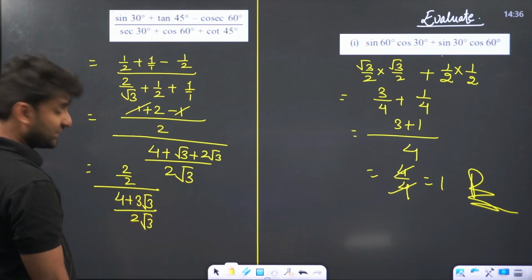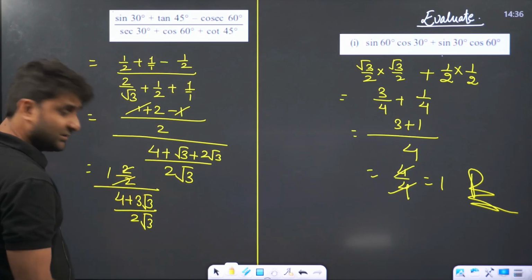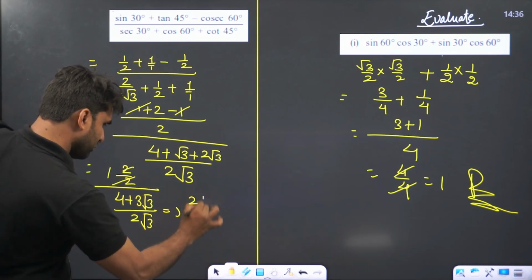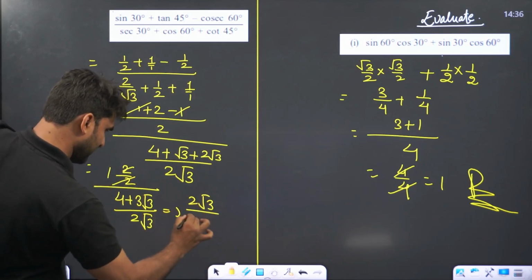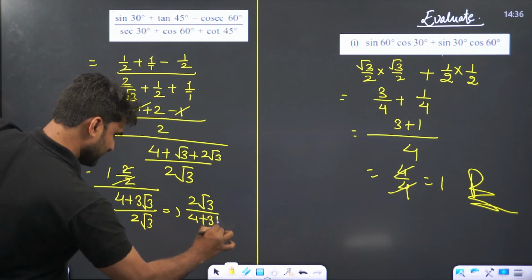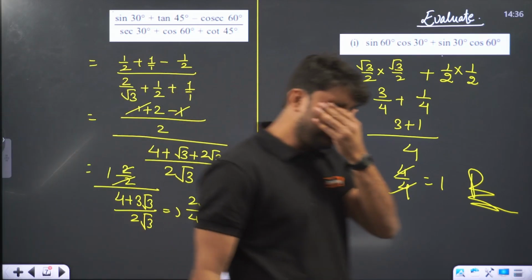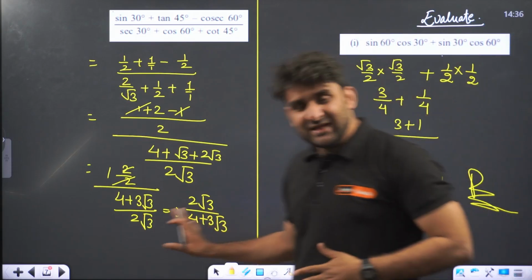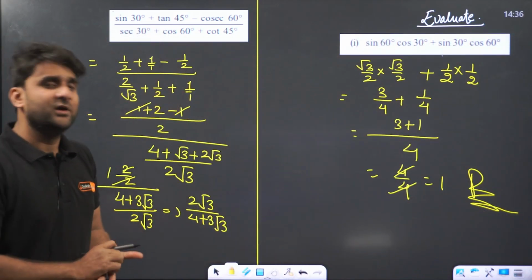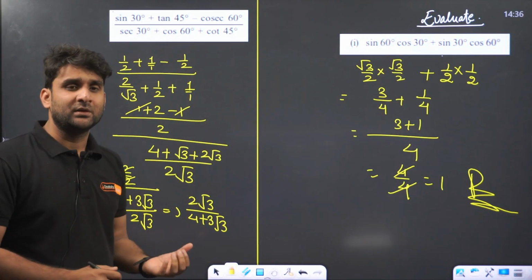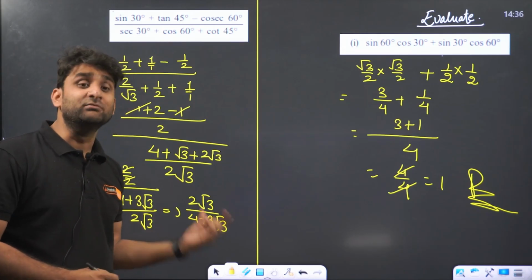Clear everyone? 2 cancel, so we have 1. So 2 root 3 will go up: 2 root 3 divided by 4 plus 3 root 3. Now we can do one thing, guys. If you want to leave the answer as it is, no problem. If you want to simplify this more, you can simplify.